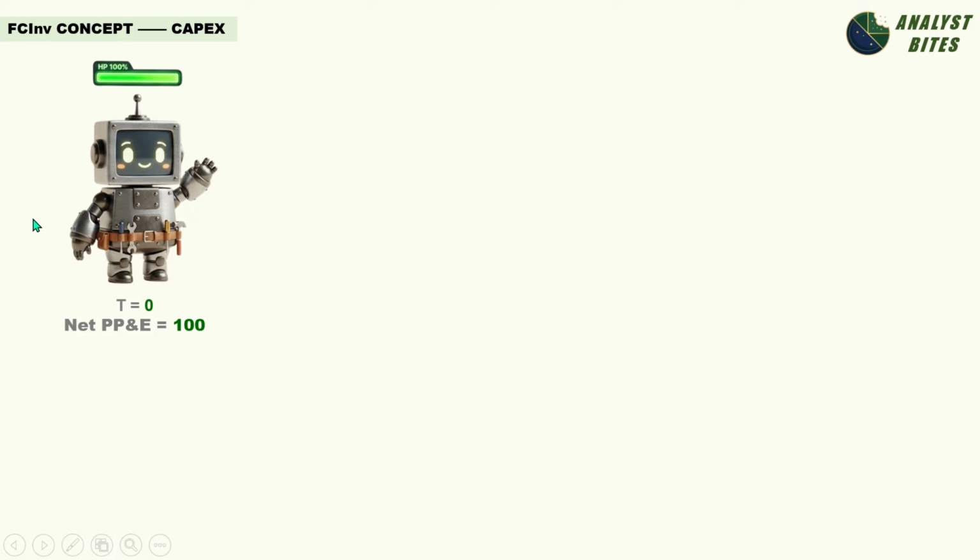Let's start with fixed capital investment. To truly master this, you need to understand two concepts: CapEx and disposal. Let's use our robot animation to break down CapEx first. CapEx is the actual cash a company pays for new equipment. Look at this screen. At time 0, the factory buys a brand new robot. Its HP bar, or Net PP&E, is at 100.